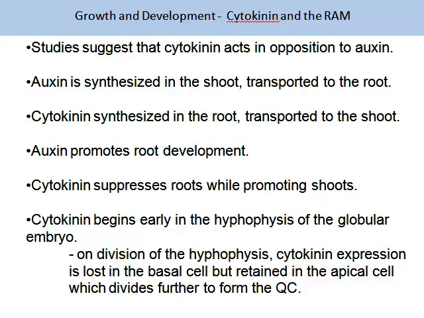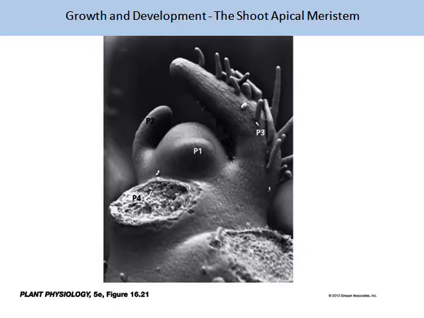Cytokinin begins early in the hypophysis of the globular embryo. On division of the hypophysis, cytokinin expression is lost in the basal cell but retained in the apical cell, which divides further to form the QC. The following image is an SEM of a shoot apical meristem. This shows the very early stages of initiation. You can see regions P1 through to P4.